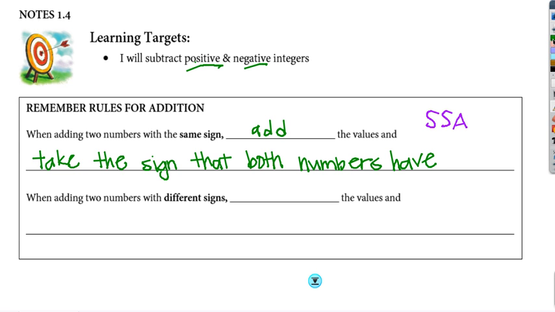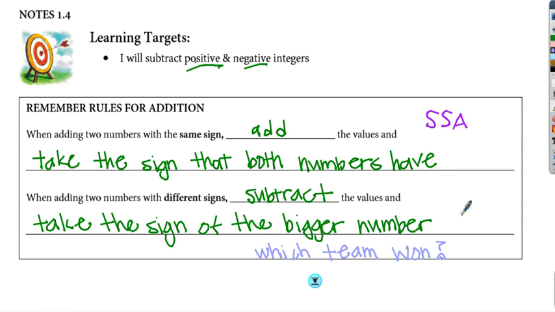And then the next part that we learned is if you're adding two numbers with different signs, like positive plus negative or negative plus positive. So when you're adding two integers with different signs, this is when you think of which team won. That's the question we ask. And in that case, you're going to subtract the values. And what we do is take the sign of the bigger number. And again, this is when we ask the question, which team won, right?